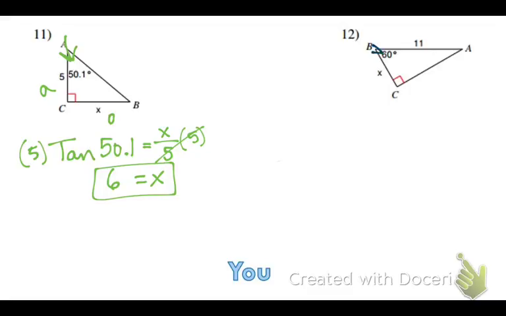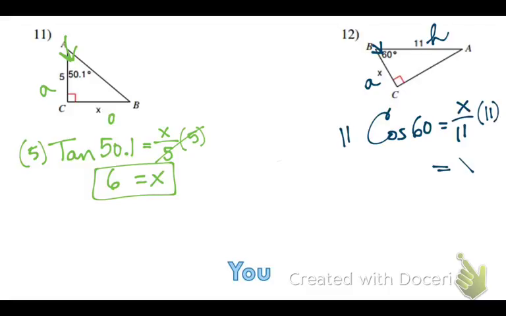Number 12, from 60 degrees, what kind of side is 11? Hypotenuse. What kind of side is x? Adjacent. So which trig function? Cosine of 60 equals x over 11. Do we need to flip here? No, we don't. The number's on the bottom. It's divided by 11, so we can multiply by 11. So then, what do we get? Like 5.5? Yeah.